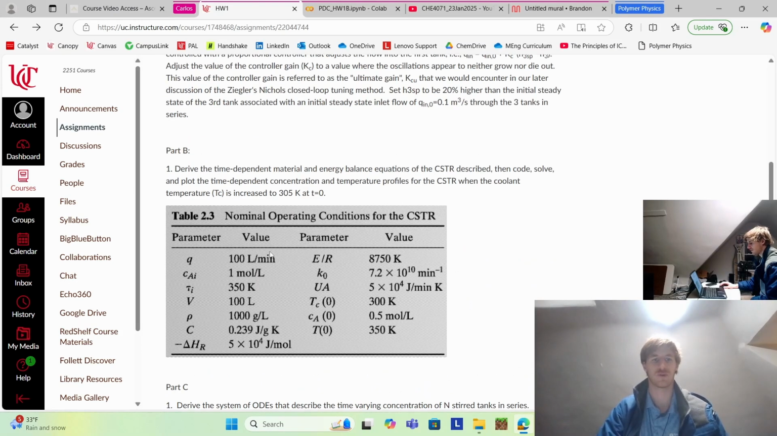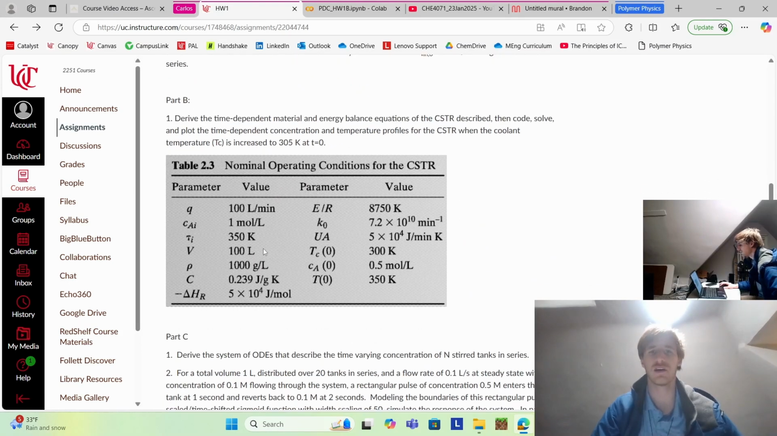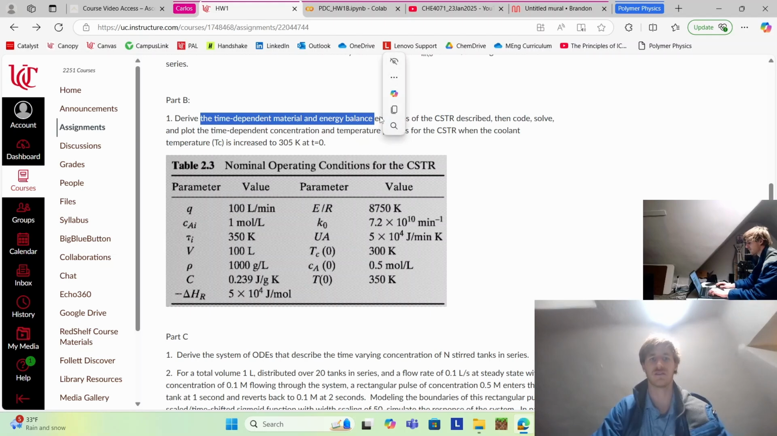Right, here I am for homework 1 part B. I'll be starting off in the whiteboard again. So we are looking at the CSTR and just deriving the material and energy balances.